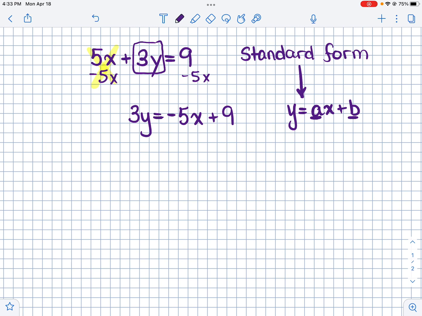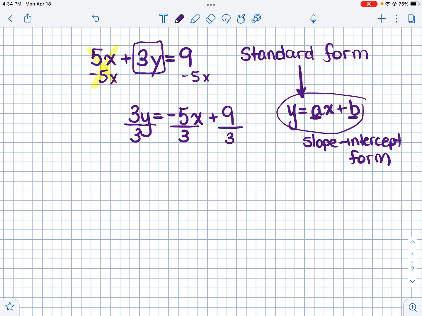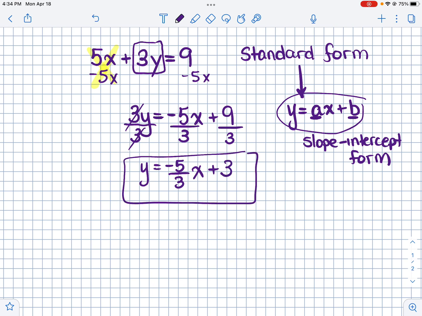It almost looks like slope-intercept form, except it's got a 3 in front of the y. So how do I get rid of that 3 in front of the y? I've got to divide each thing by 3. So 3 divided by 3 is just 1, so those can cancel out, and I'll just be left with a y. And then my slope will be negative 5 over 3x. And then 9 divided by 3 is just 3. So this would be my answer.